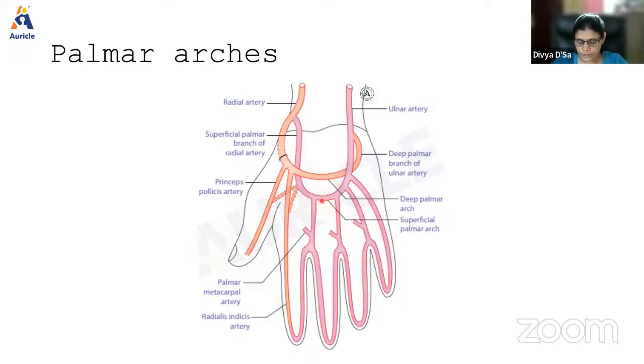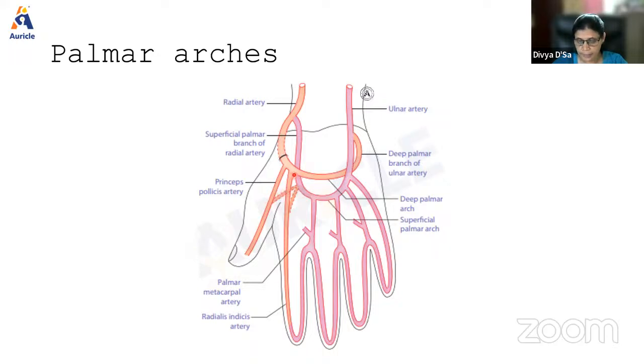Here the relations are: superficially, it lies just beneath the palmar aponeurosis. Deep to it are the long flexor tendons of flexor digitorum superficialis and flexor digitorum profundus. Then there are the lumbricals and the digital branches of the median and ulnar nerves that form its deep relations.